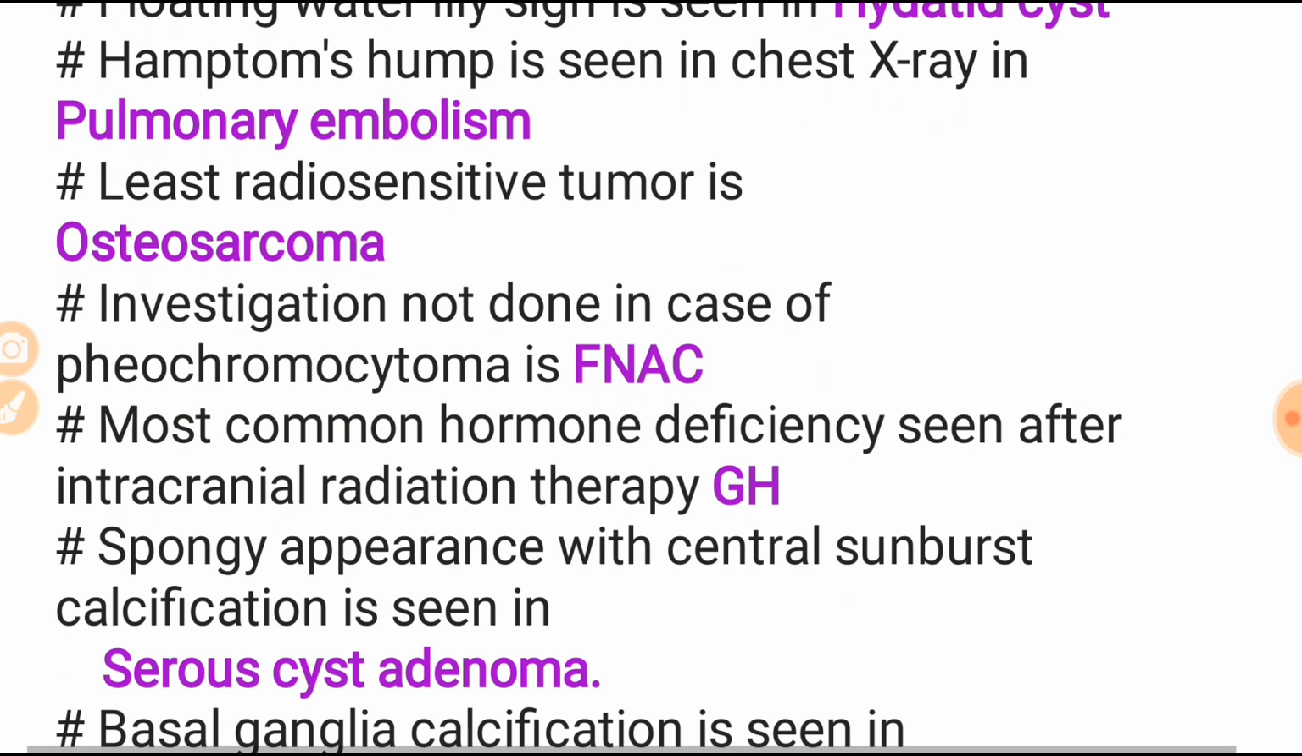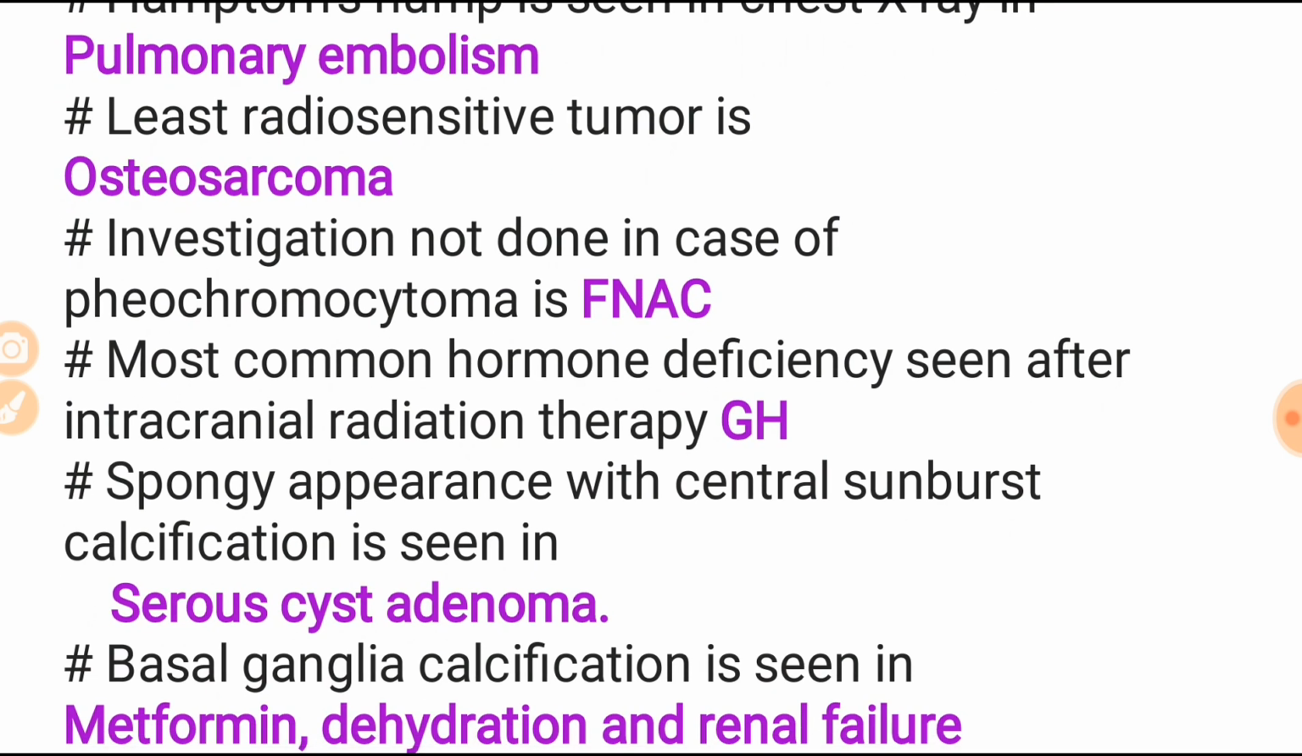Investigation not done in case of pheochromocytoma. That means in pheochromocytoma, the test that will not be done is FNAC. The most common hormone deficiency seen after intracranial radiation therapy, that means growth hormone.